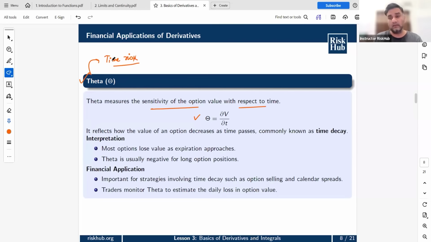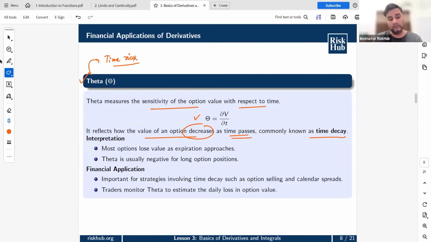Okay, delta and gamma were measuring your price sensitivity. Theta measures your time sensitivity. Basically, it reflects how the value of an option decreases as time passes, commonly known as theta decay or time decay. Options lose value as time passes. This is called your time decay, right?